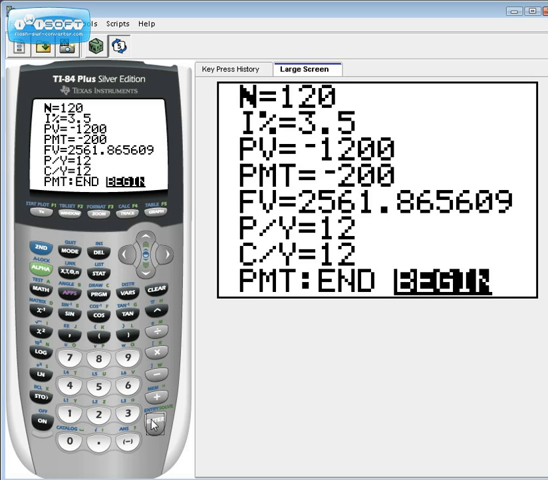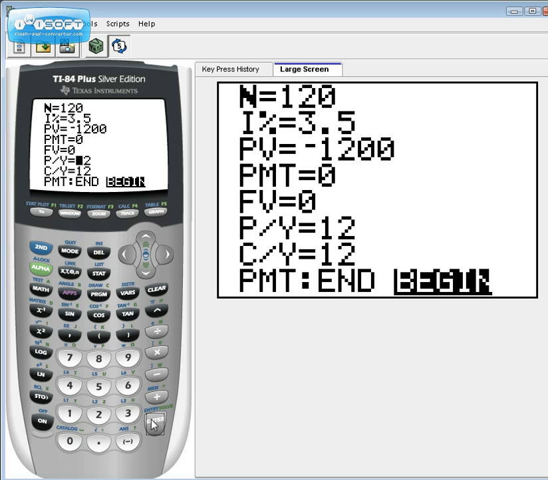For payment, this is where you enter any value that you're making as a regular monthly payment or a periodic payment. So if I just have a savings account where I'm not adding to it, I've just got a principal that's sitting there, I would make this a zero. Future value is what we're going to solve for. I'm going to put that to be zero right now.